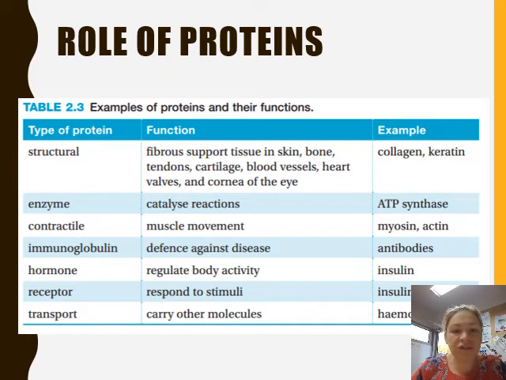So we know that proteins have got lots of different roles within an organism. They can have a structural role, they can be enzymes, they can be contractile and involved in movement, they can be part of the immune system as immunoglobulins, hormones, receptors, and involved in transport. So it's important that we understand that proteins don't just have one function. There are many different types which serve many functions in the body. So it's important here to focus in on understanding and remembering a couple of examples, and an enzyme is always a great example of a protein.